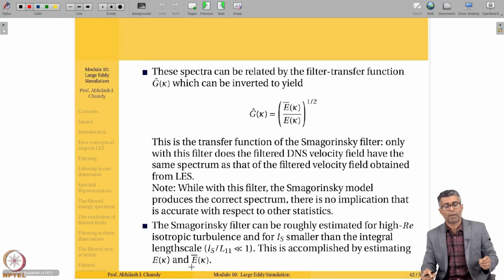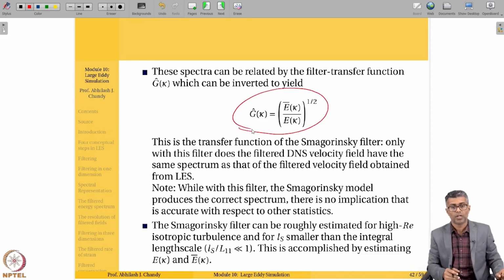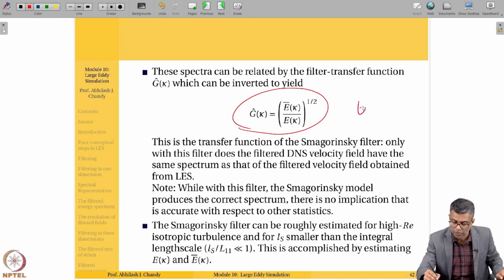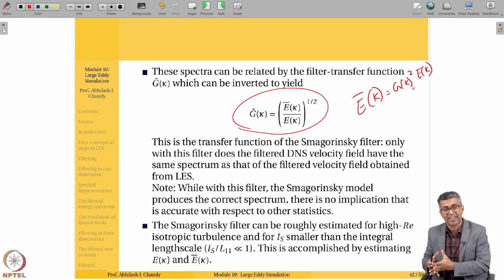Now if you relate the two, E bar of kappa and E of kappa, and take a square root of it, you should get the transfer function, isn't it? So the transfer function is defined as follows. Remember, the filtered spectrum E bar is defined as G of kappa squared times E of kappa. Why is it squared? Because kinetic energy is the square of the velocity. Because of that, the filter function appears two times, as in squared.